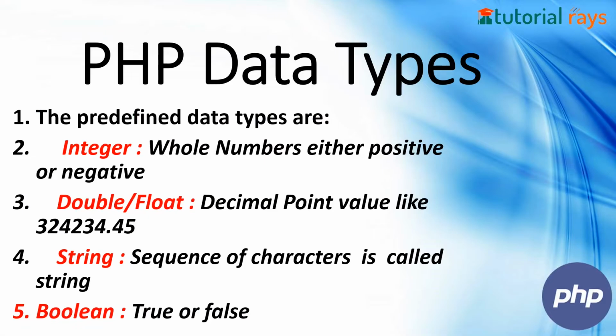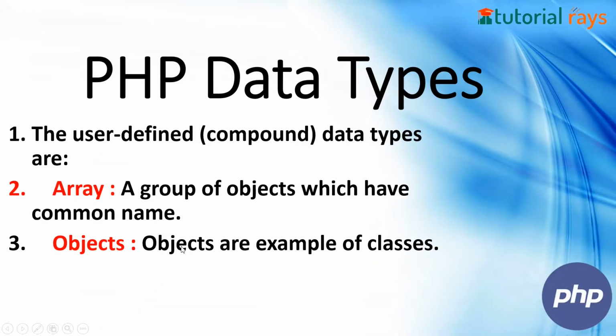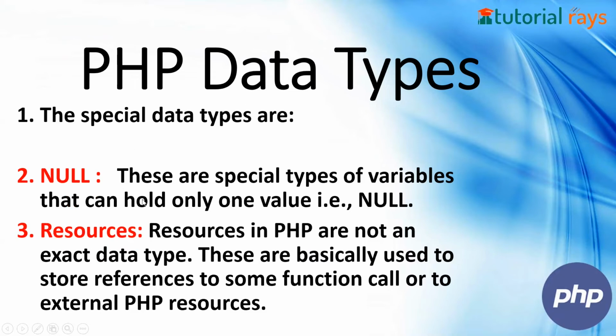So guys, so far you have seen integer, double or float, string, boolean, and then array and objects. These are the most used data types in PHP. Also we will see the special data types, which are null. This is a special type of variable that can hold only one value, which is null. Resources in PHP are not an exact data type. They are basically used to store a reference to some function or call external PHP resources. This is a complex subject, so I'm not going to cover it much, but I will show you this null value.